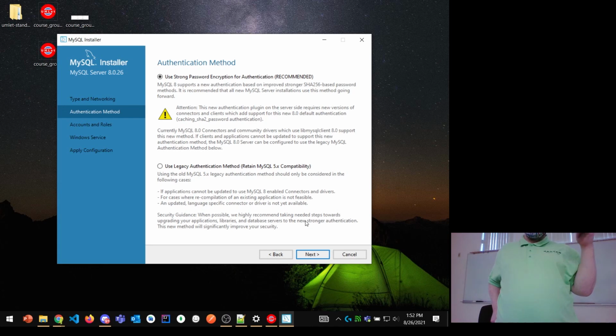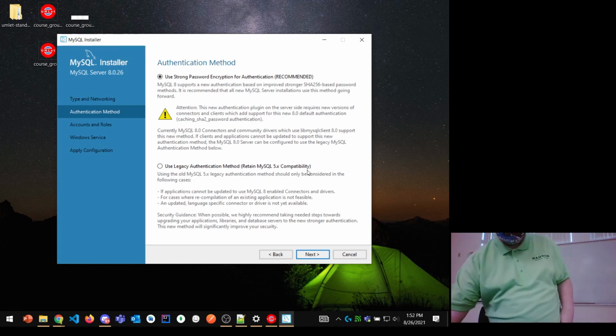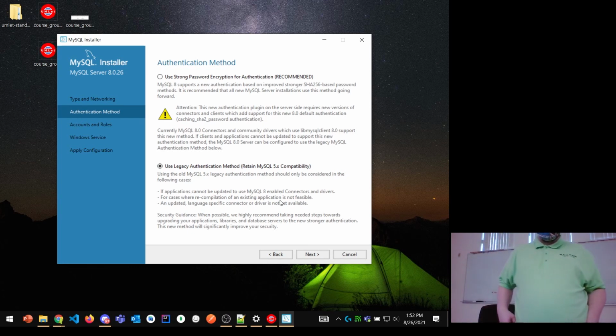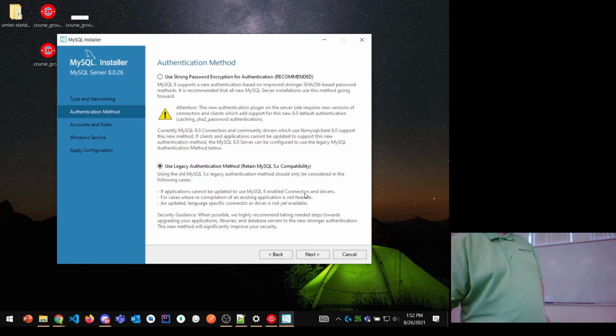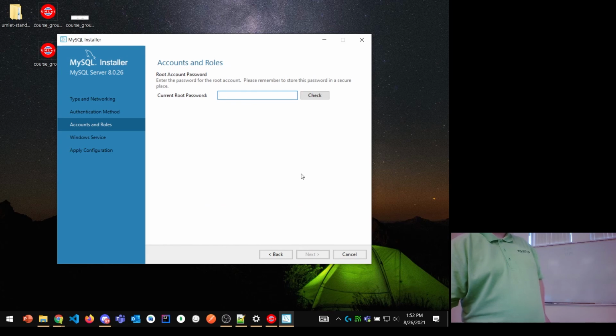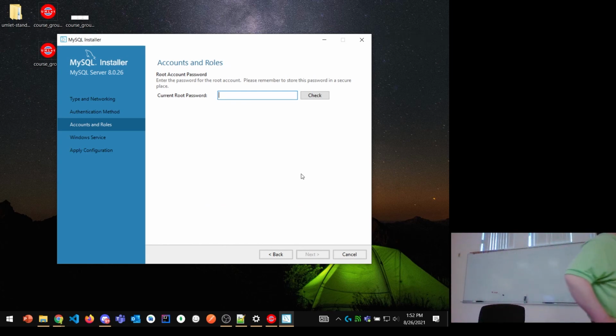The top one is the stronger one. I am actually going to use the bottom one because it tends to have fewer bugs, at least right now. So I'm going to click use legacy authentication method. Okay. So when I get into here, it's going to ask you to pick your current root password. Okay.